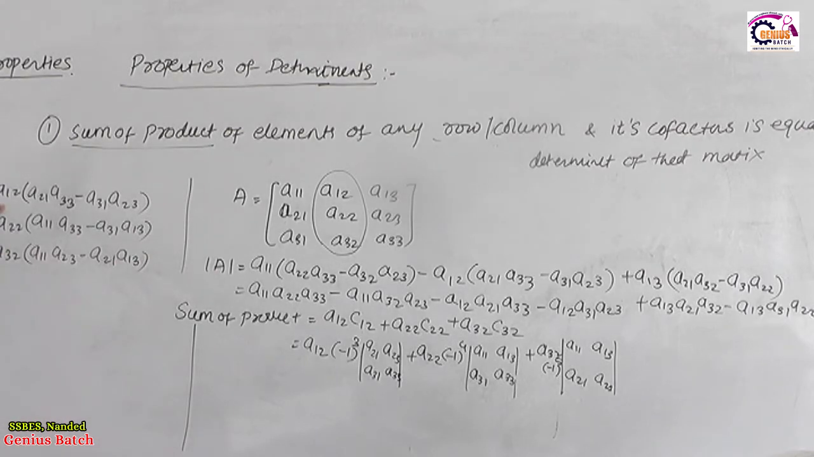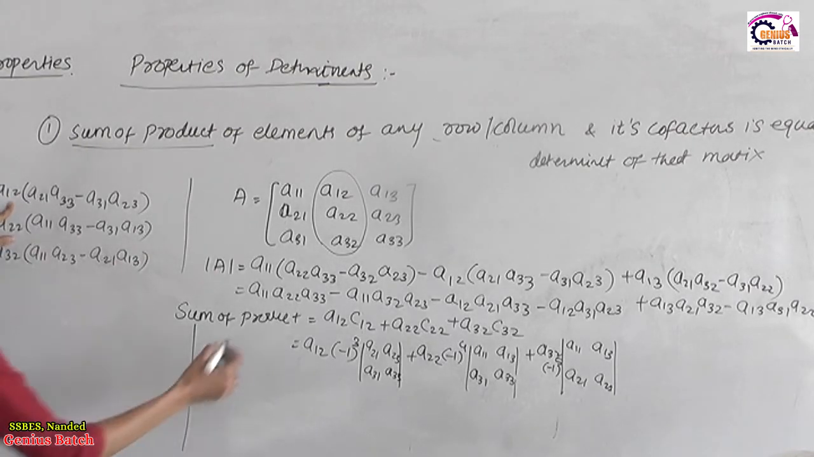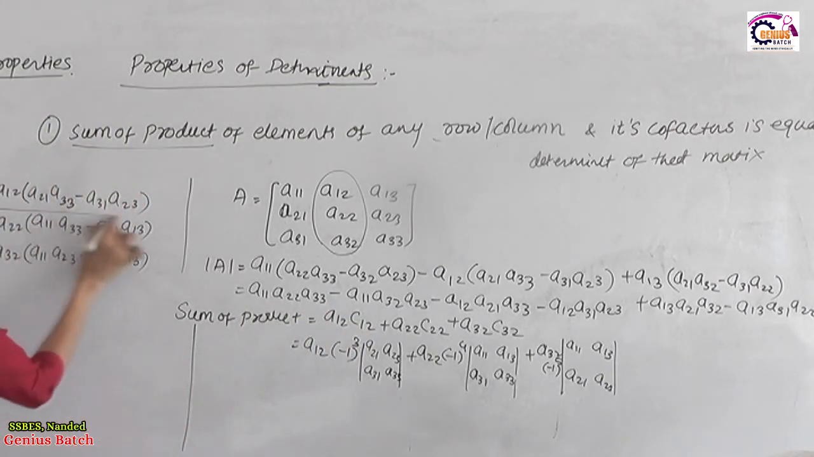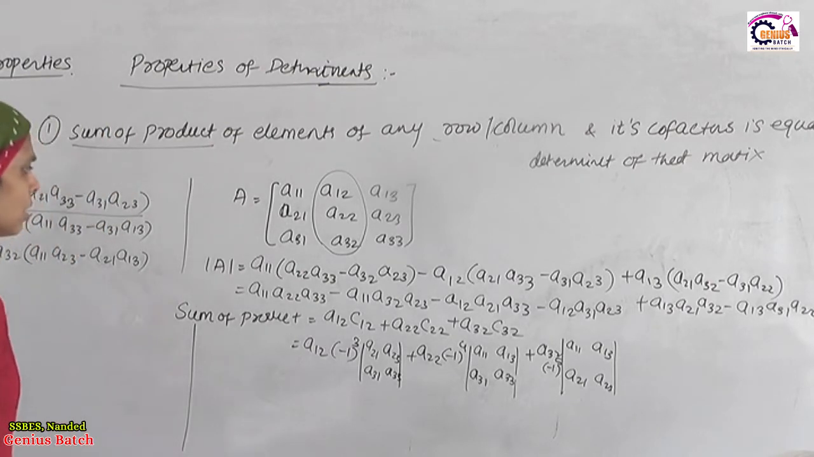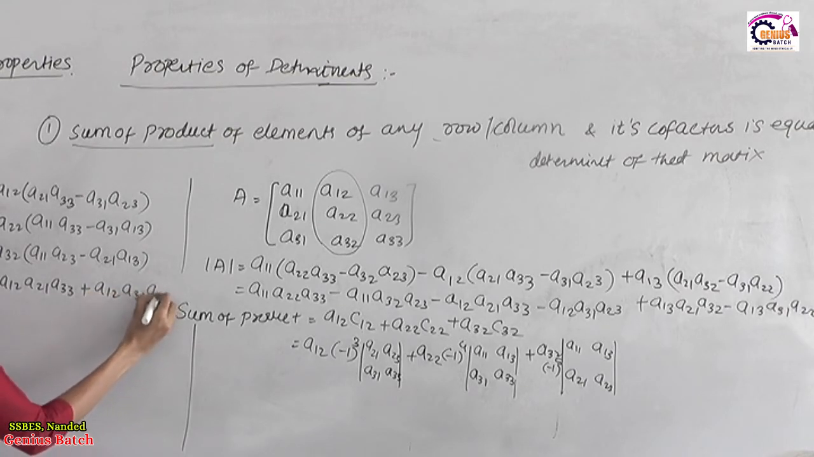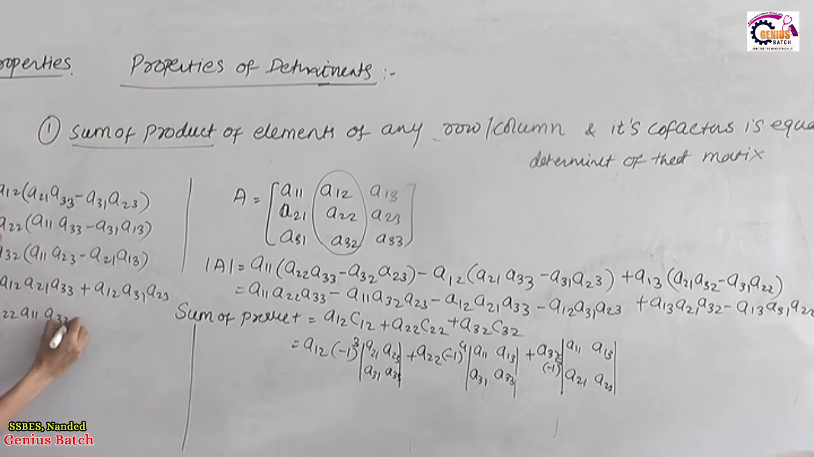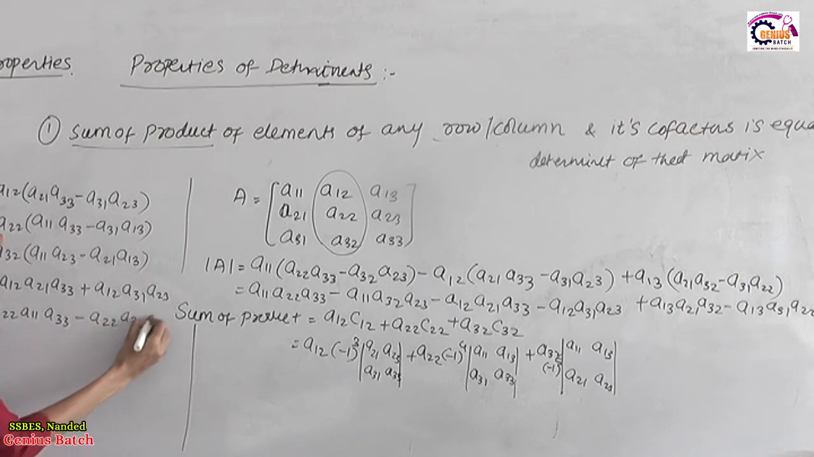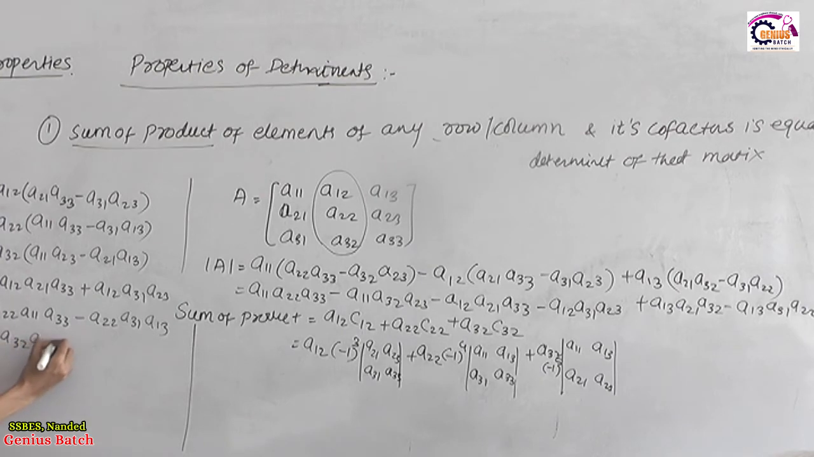Now if you solve this, for A12 we don't even need to expand. Minus A12 into... okay, we'll solve this. What I get: minus A12, A21, A33, minus of minus plus A12, A31, A23, plus multiply this A22, A11, A33 minus A22, A31, A13, right. Now multiply by this, minus A32, A11, A23 minus of minus plus A32, A21, A13.